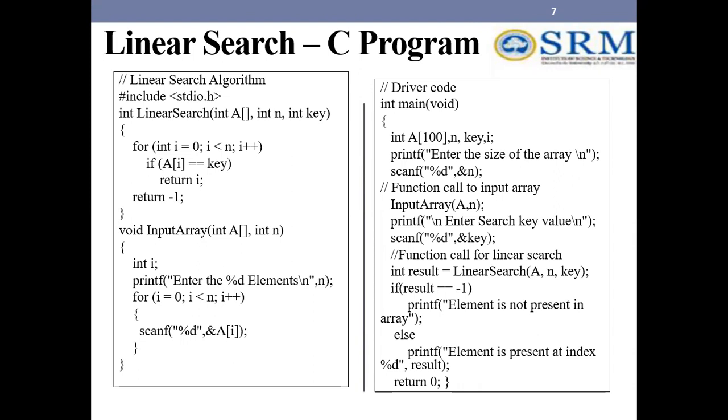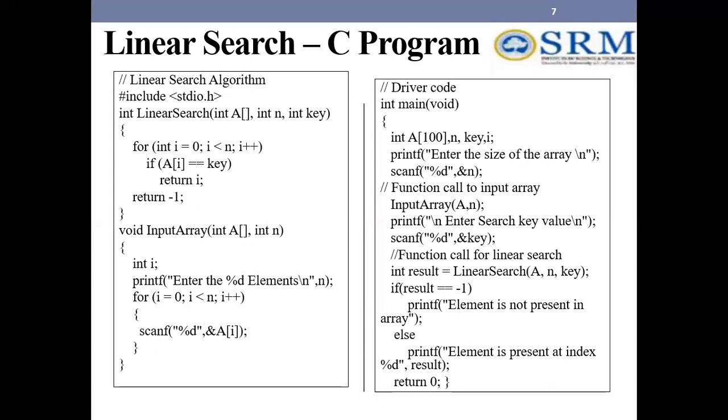So after executing the function, the call will be returned to the main function. Next statement of the function call. Again, it will enter the search key k. So it will ask for search key. User has to enter the key value. Again, function call for linear search. So int result is equal to linear search of a of n comma k.